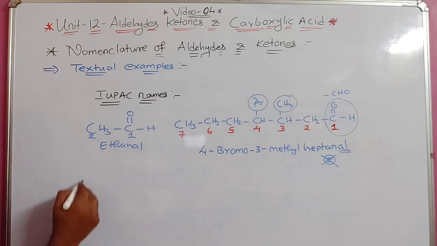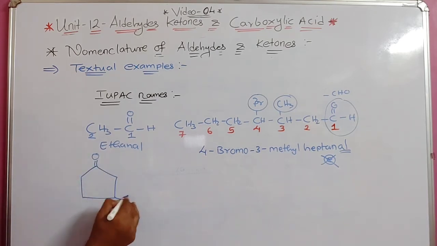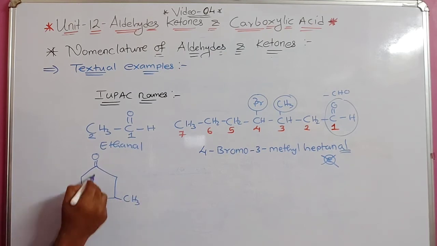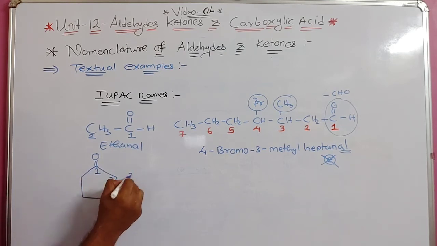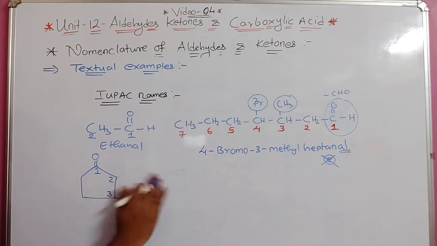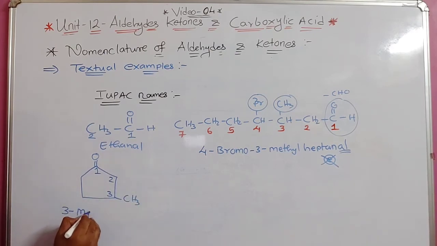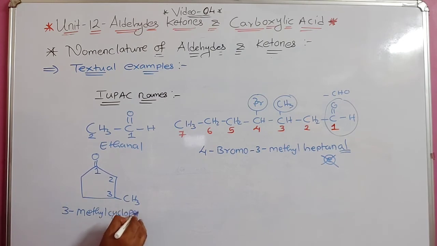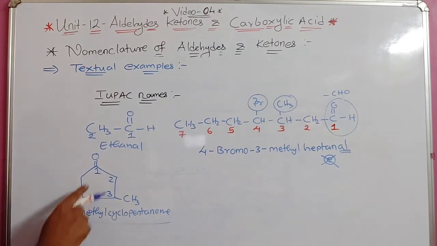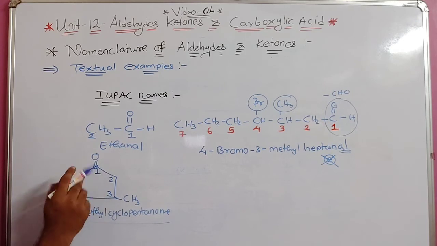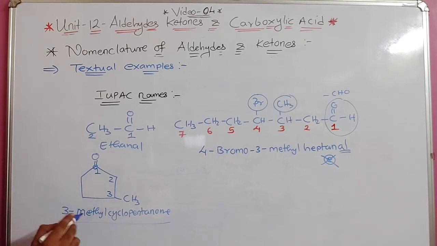Then this one we already discussed, if you remember, C double bond O and CH3. A cyclic ring is there. This is 1, 2 and 3. So the name is 3-methyl cyclopentanone. Understood? So 3-methyl cyclopentanone, what we discussed. Here the carbonyl carbon is given number 1.